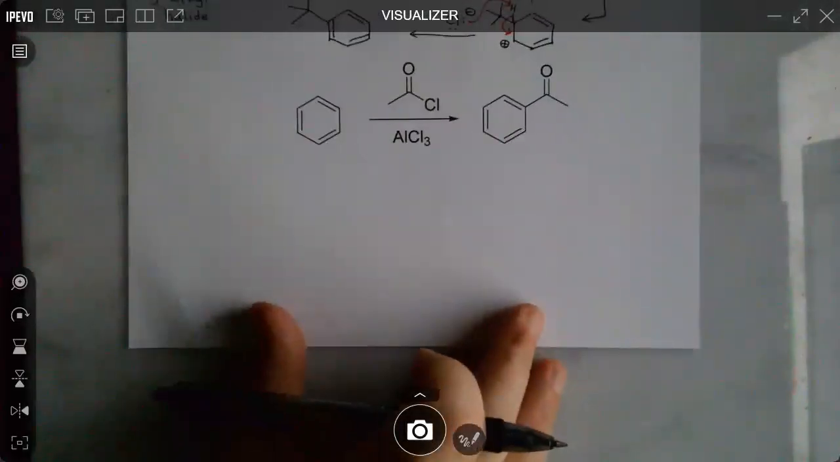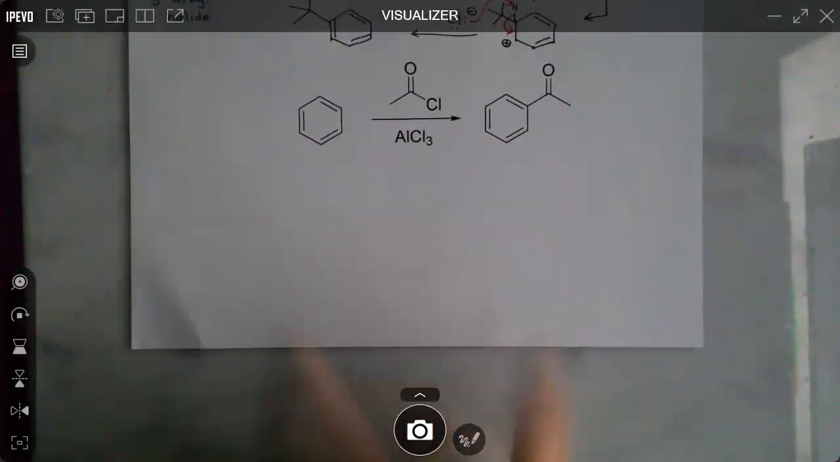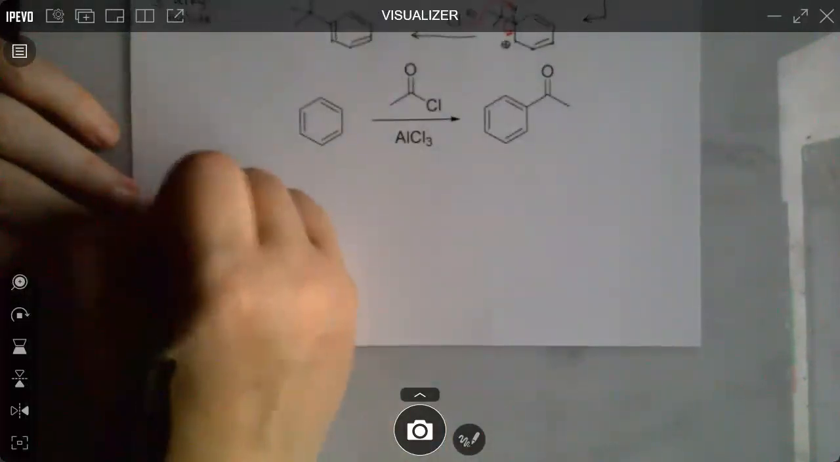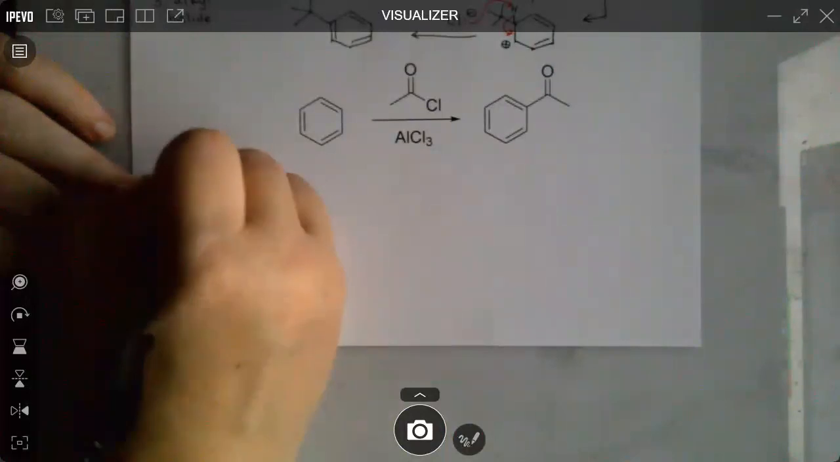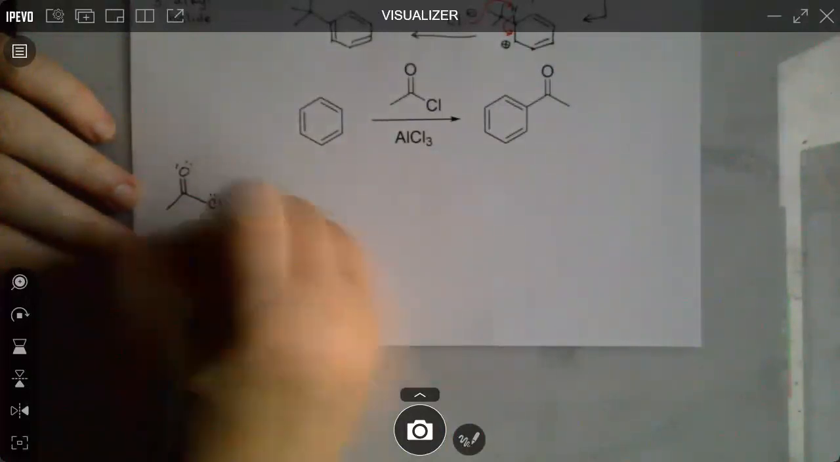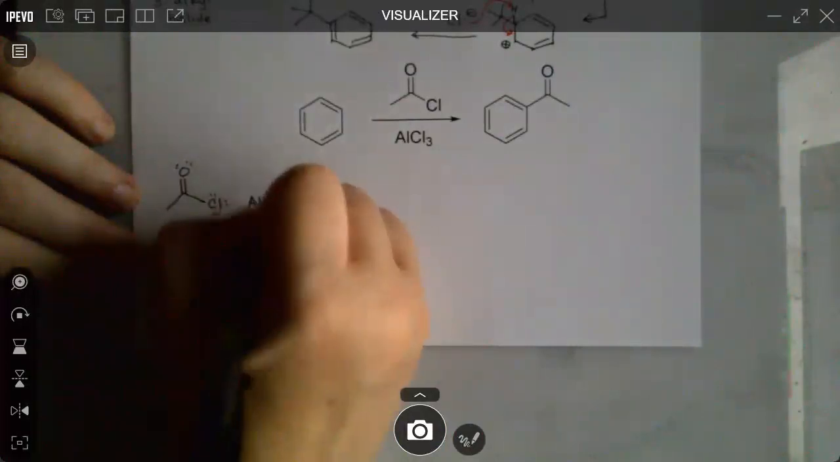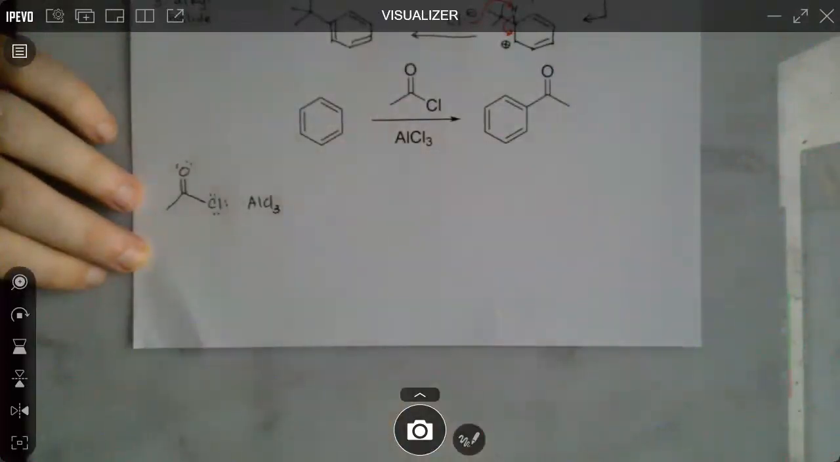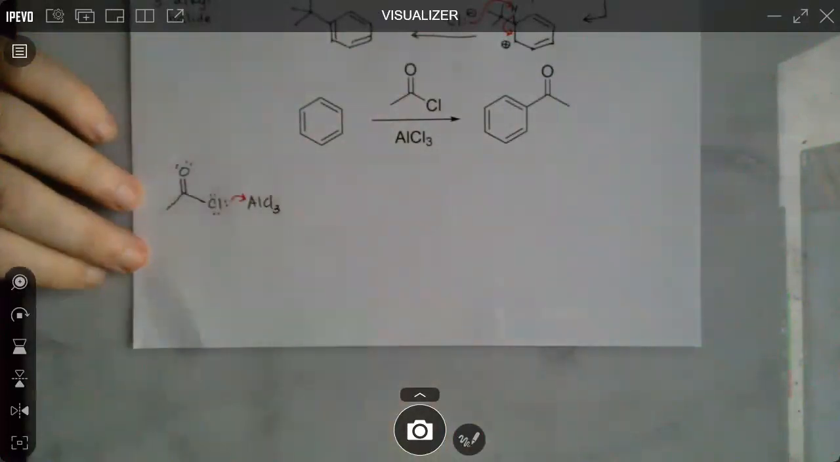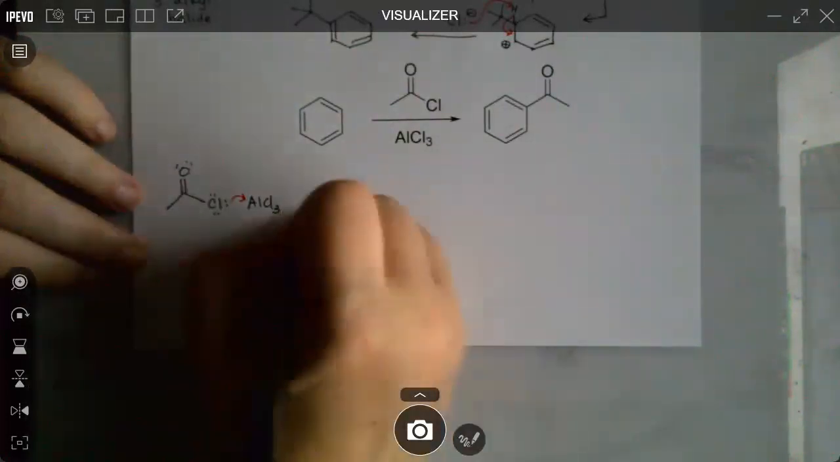The last one is a little bit different because this is a Friedel-Crafts acylation reaction. That works similarly, but there are some differences as well. So we're going to start with the acyl halide reacting with the aluminum chloride. It's still going to take a lone pair from the chlorine and do a nucleophilic attack.